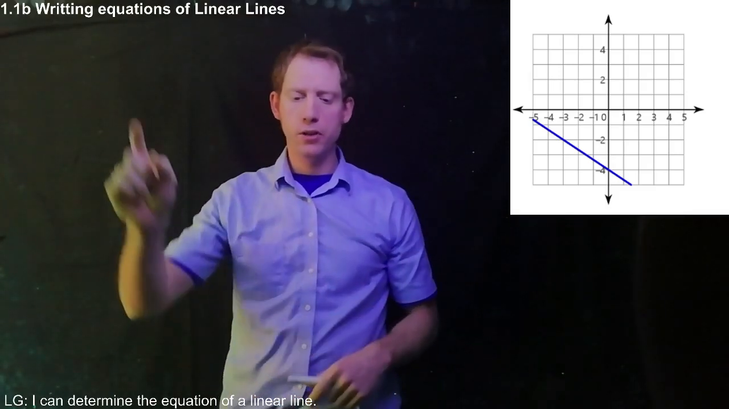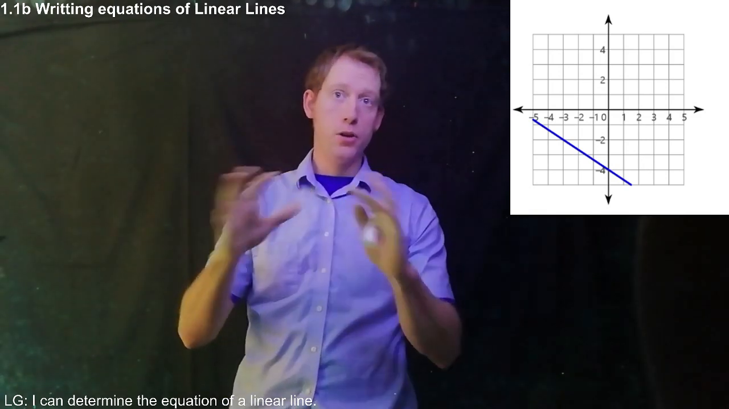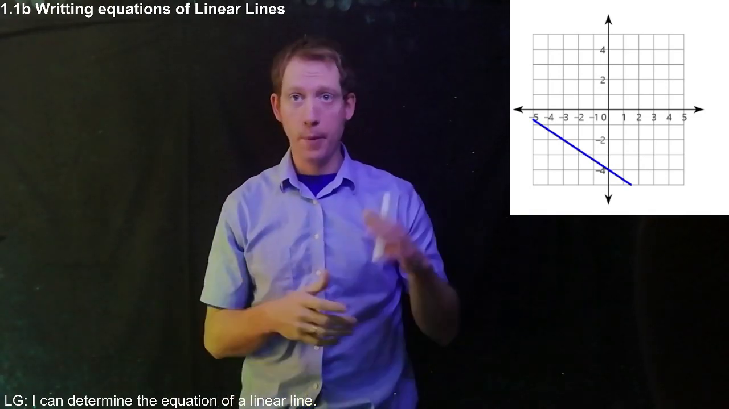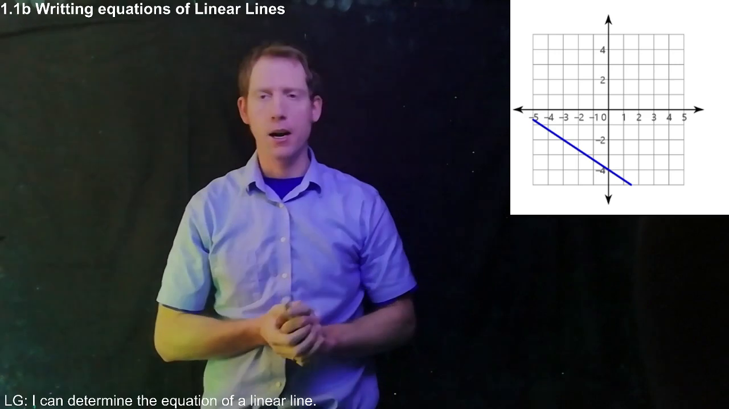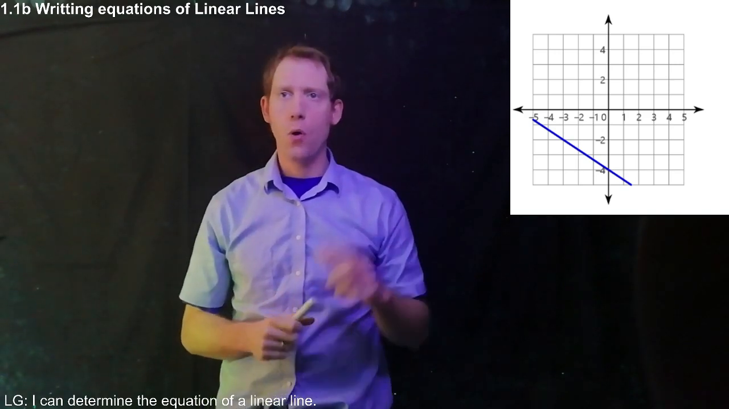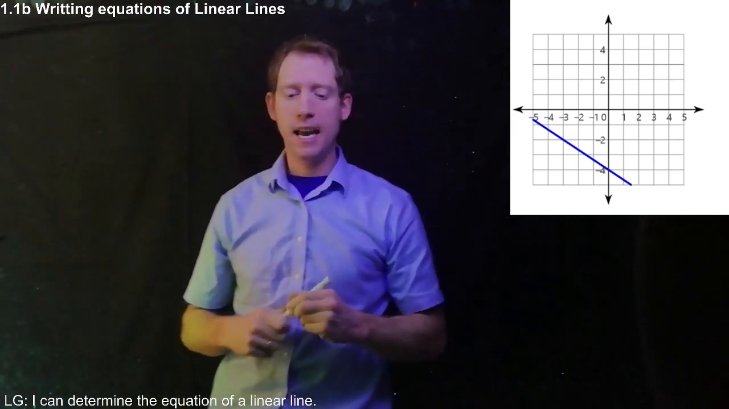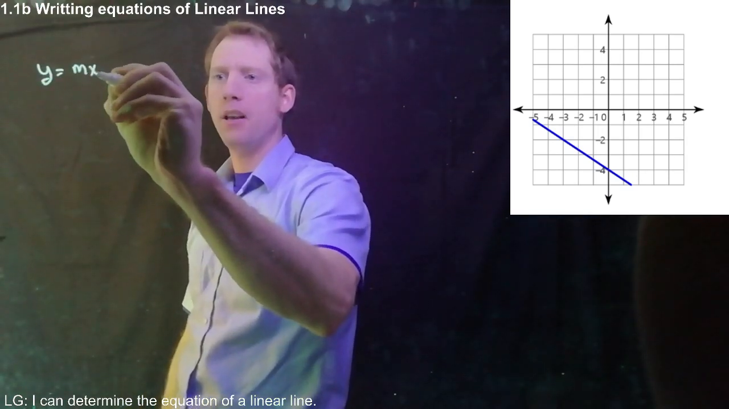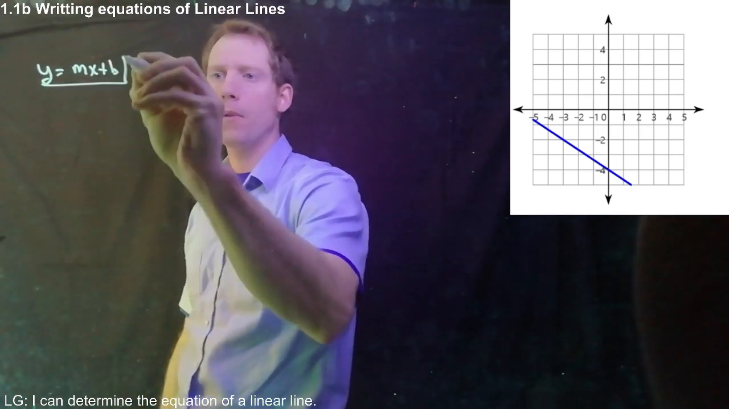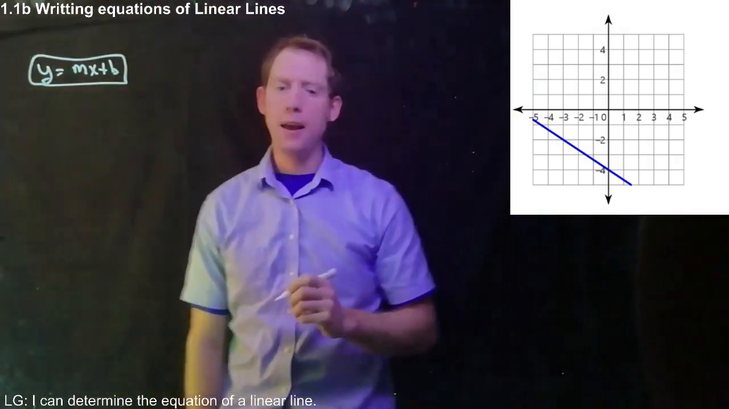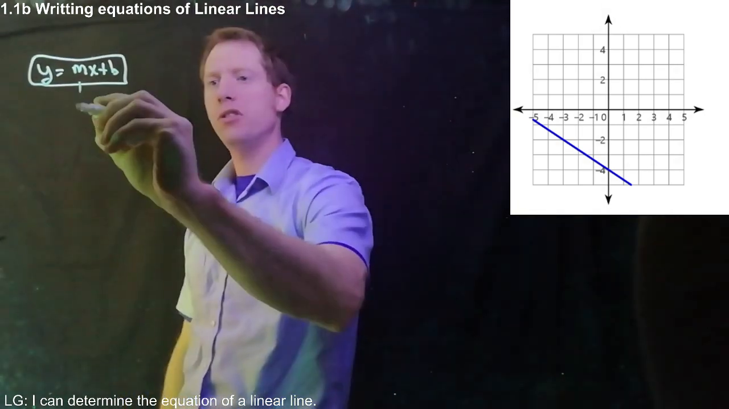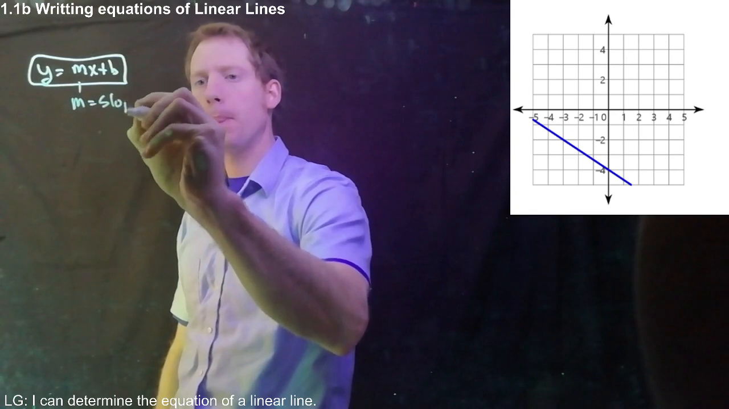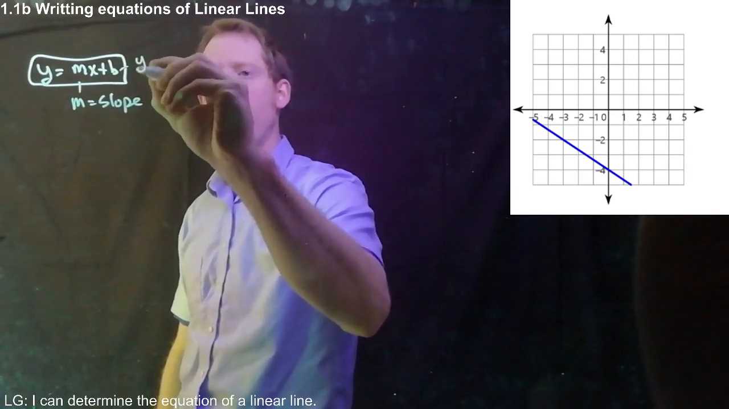Today what we're going to be doing is determining the equations based on a graph like we have over here. So from last class we know that the standard equation is y = mx + b, where m is equal to the slope and b is equal to the y-intercept.